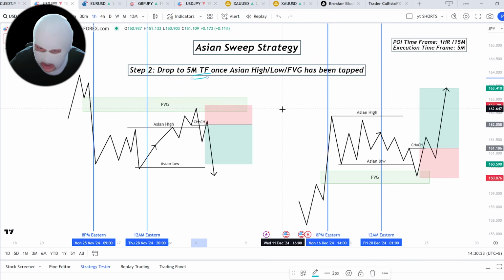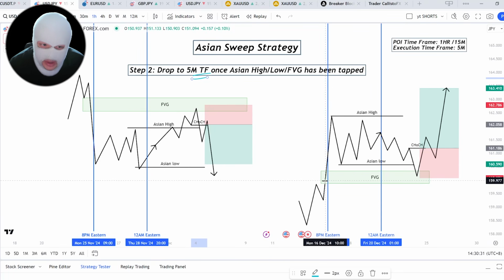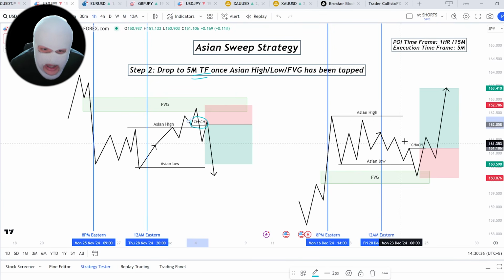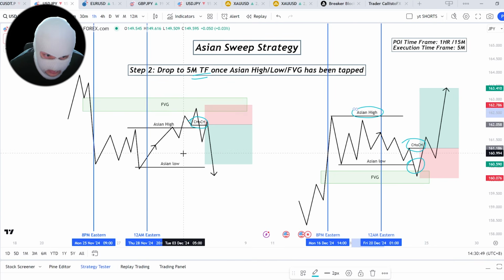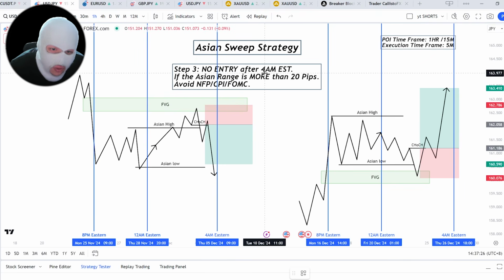After the Asian range high or low has been taken out or a higher time frame fair value gap has been tapped, drop down to the 5-minute time frame. Here, we want to see a change of character to target a 1:2 risk to reward ratio, or the opposite side of the range. For example, if we took out the Asian range low, we target the Asian range high, and vice versa.